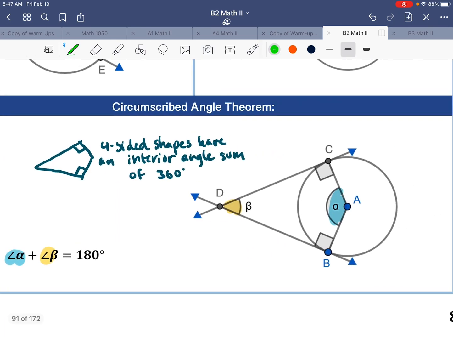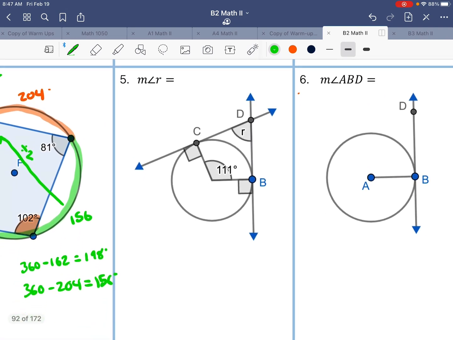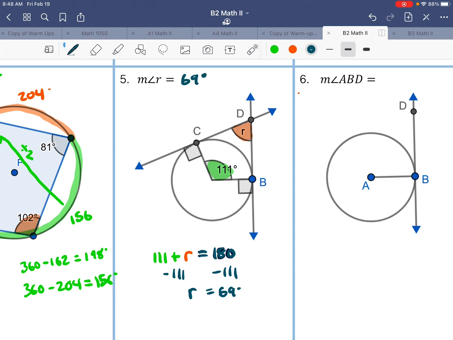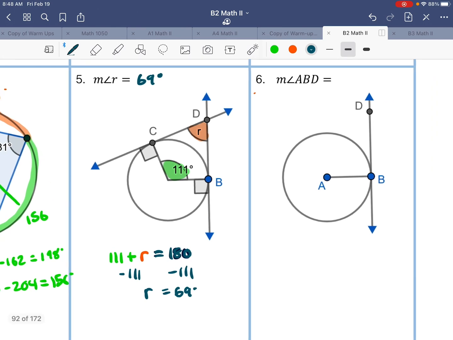Number 5, we have a picture that looks somewhat like this picture. And so we know that the two angles add to be 180 degrees. So we have 111 here and R here. So we know that 111 plus R has to equal 180 degrees. We just do a little bit of math, take away 111, and we get 69 degrees for R, because we know that they have to add to be 180.